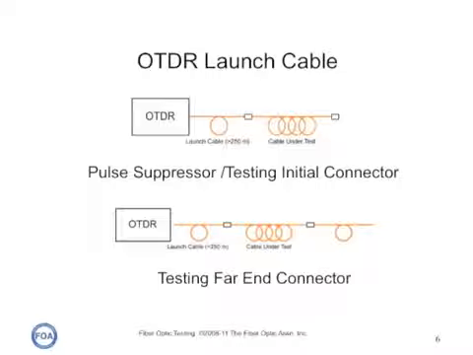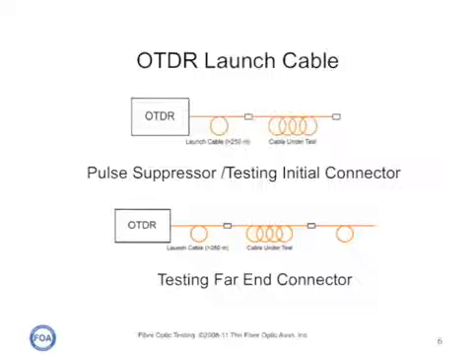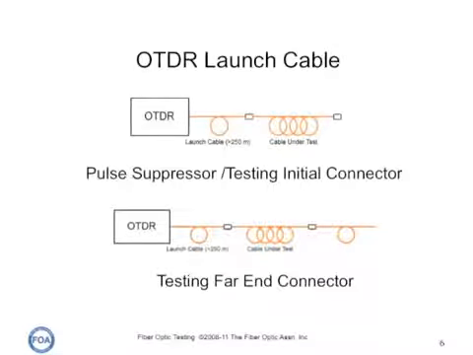Standards are now also suggesting that you add a second cable at the far end, a receive cable or tail cord, and that allows you to measure the connectors on both ends of your cable plant, although it does require that you go to the far end of the cable to attach your tail cord or reference cable.